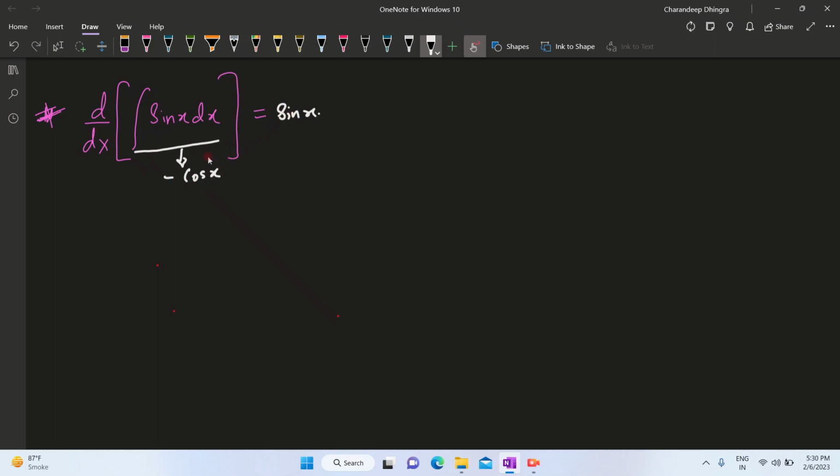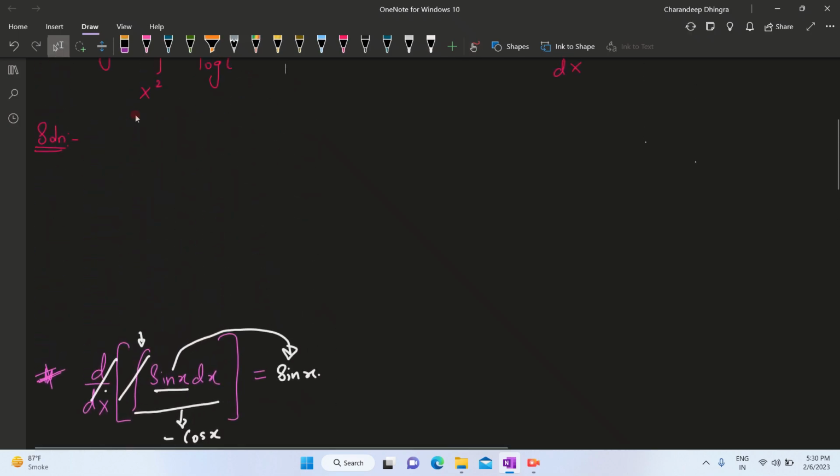I realize that I could have done this logically as well. d by dx and integration, since integration is known as antiderivative, these both will get cancelled off and the answer has to be sin x. So without any calculation I can get the answer. But this is true only if it's the case of indefinite integration.